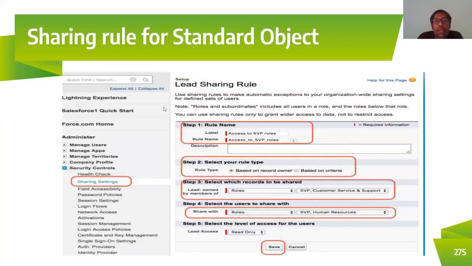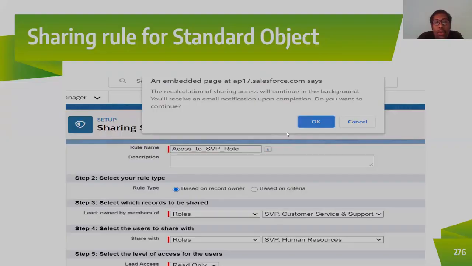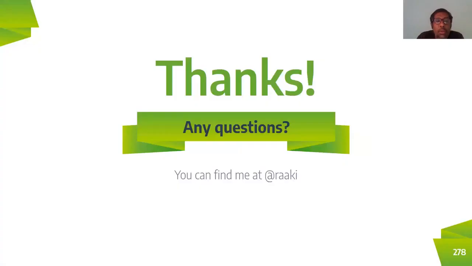The same thing for the lead rule also, you give the rule name, go with based on record owner. Now your role, for me, it is going to be CEO, shared with director sales, read only, and then click on save. Once it does the recalculation, click on OK, and now it has been done. Then you go and check the sharing rules, sharing the record to specific groups, roles, queues, and roles and subordinates. Like this, we are going to do this, right?